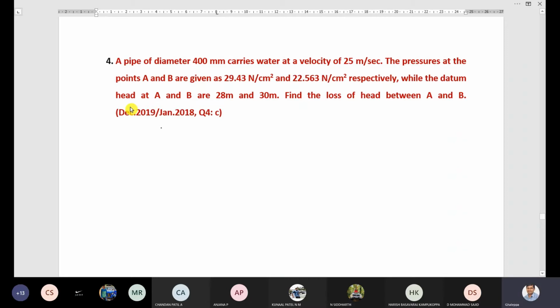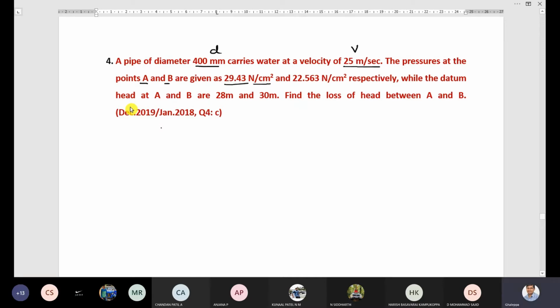This numerical is also asked in the previous university exam question paper. A pipe of diameter 400 mm carries water at a velocity of 25 meter per second. The diameter is given and velocity is given. The pressure at the points A and B are given as 29.43 and the unit is Newton per centimeter square.